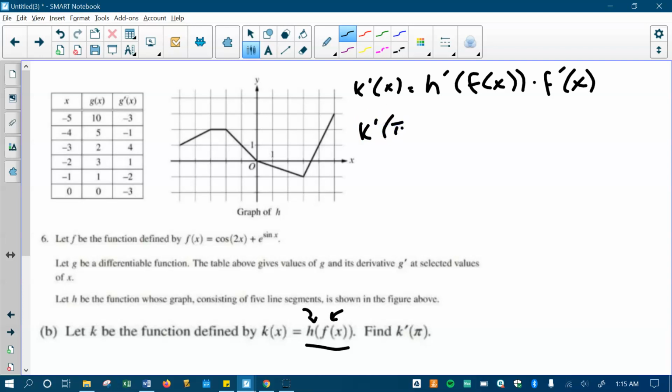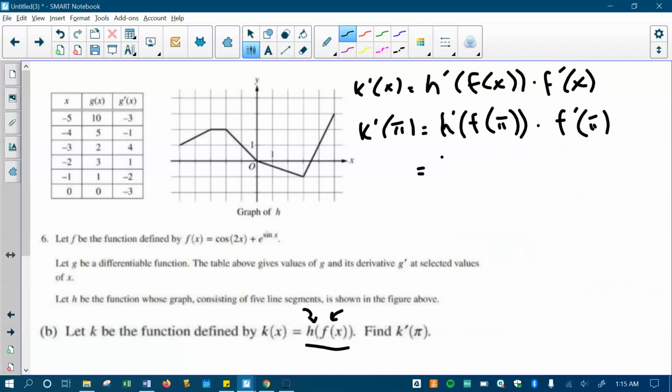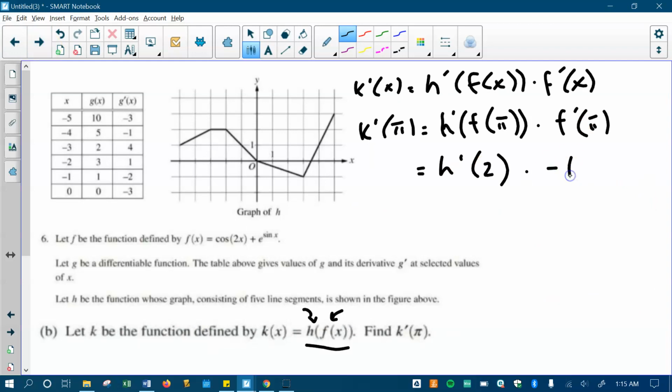Now let's go and plug in pi. So k prime of pi is equal to h prime of f of pi, which I believe we have on the other page, times f prime of pi. So let's see what f of pi was. F of pi was 2. So now we need h prime of 2 times f prime of pi. F prime of pi was negative 1. So whatever this value is going to be, it will be a negative value.